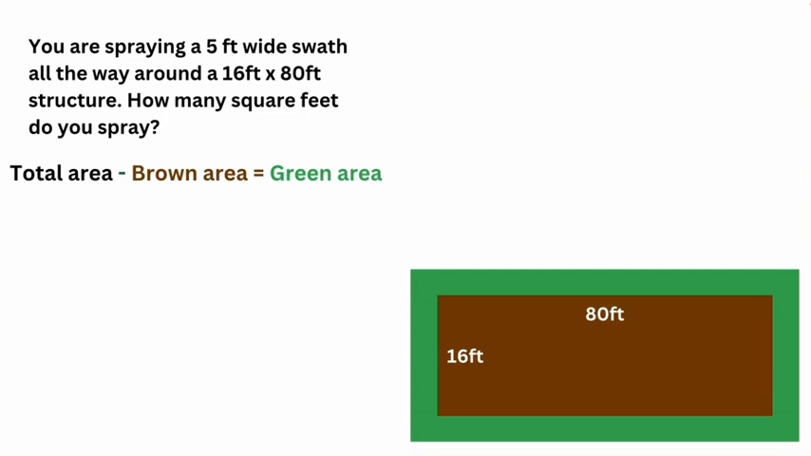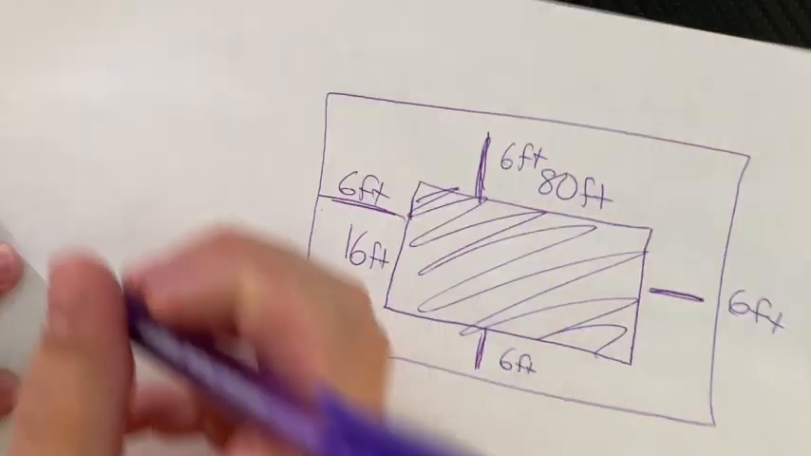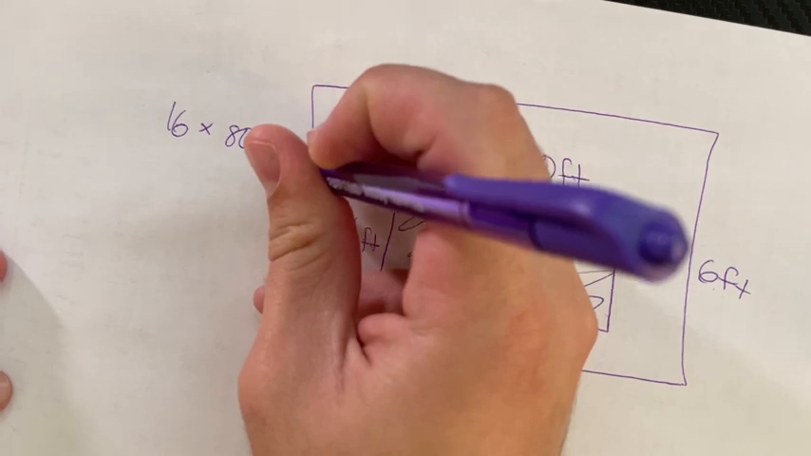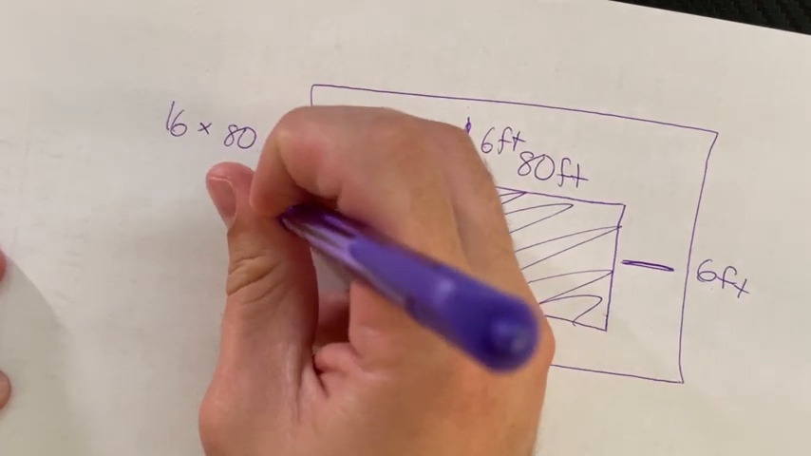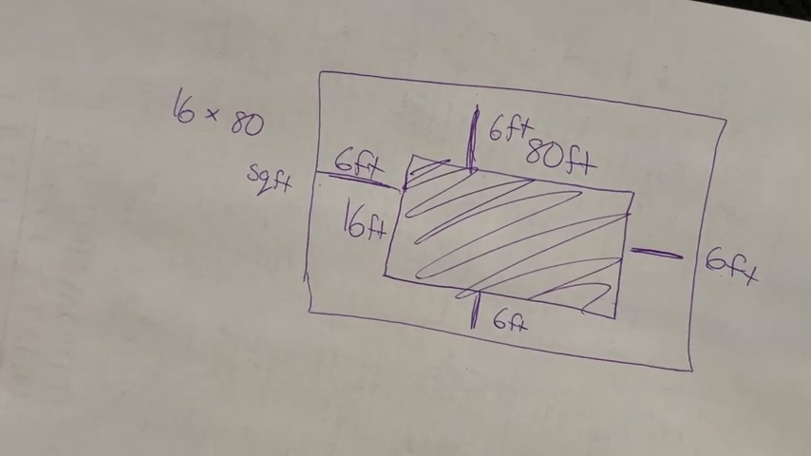Now we're just going to do some math. This side, the building, is 16 times 80 square feet, whatever that equals. Okay? So I'm going to grab my calculator, because you're allowed a calculator on this exam.